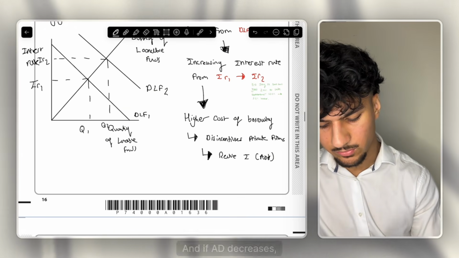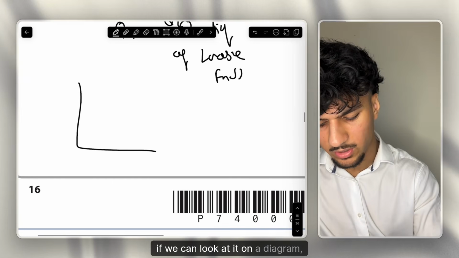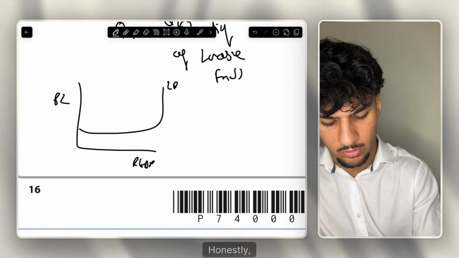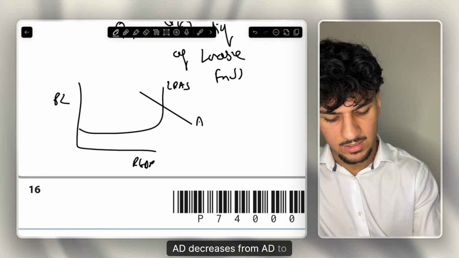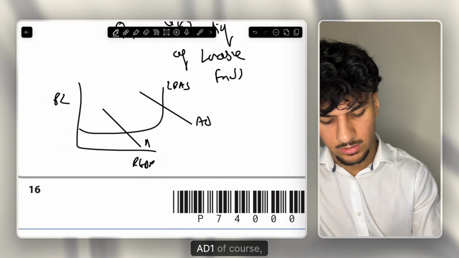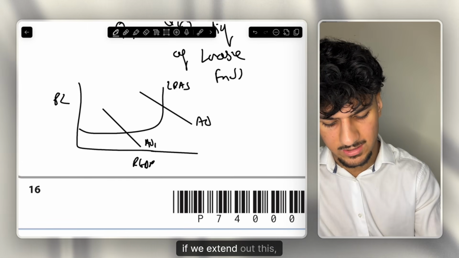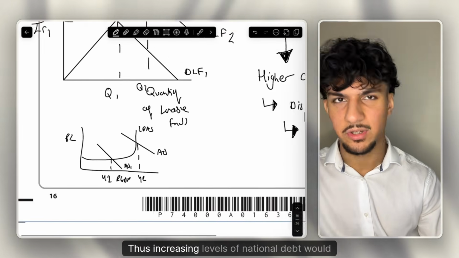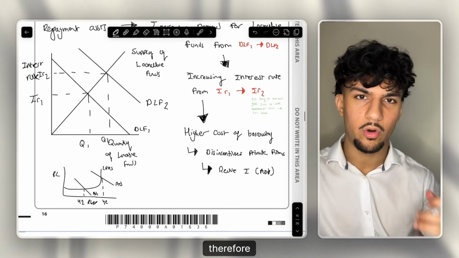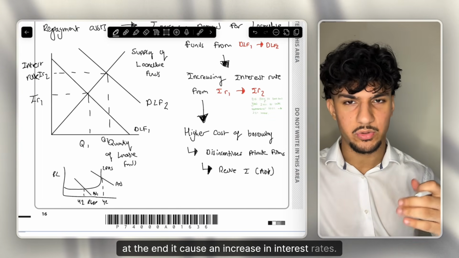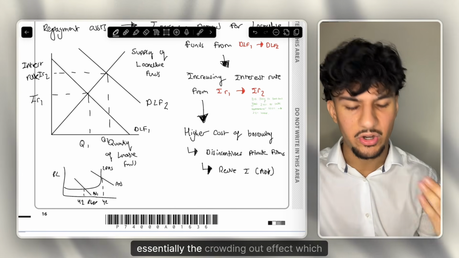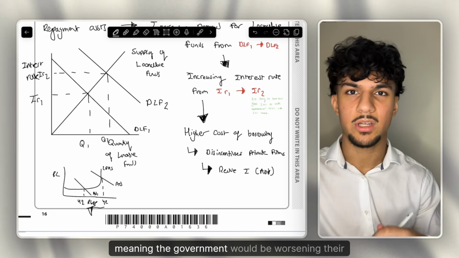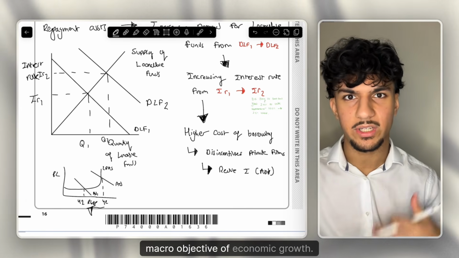And if AD decreases, of course, if you're going to look at it on a diagram, real GDP, and of course you can draw LRS, whichever one you want, honestly. AD decreases from AD to AD1, of course, which if we extend out this, we see a decrease in real GDP from YE to Y1, thus increasing levels of national debt would therefore, at the end, cause an increase in interest rates. It would cause essentially the crowding out effect, which therefore would cause a reduction in real GDP, meaning the government would be worsening their macro objective of economic growth.